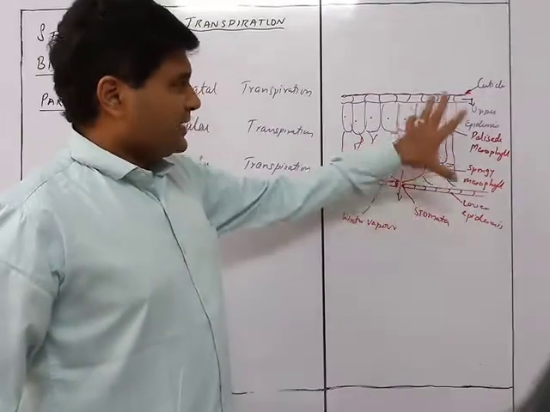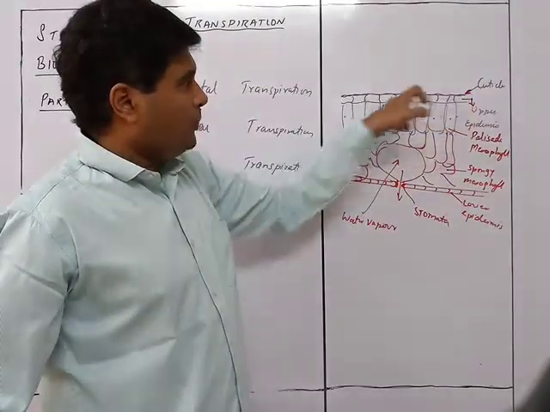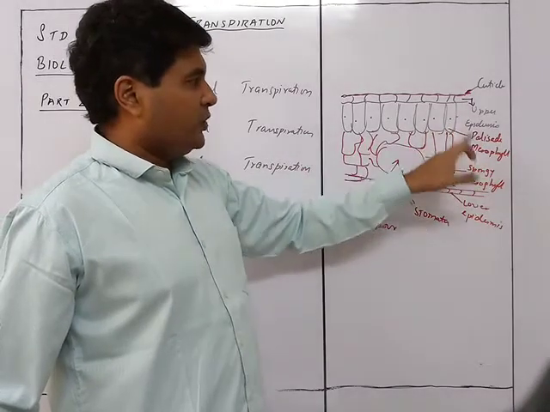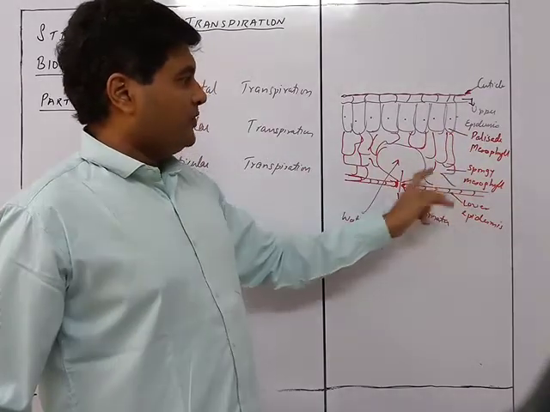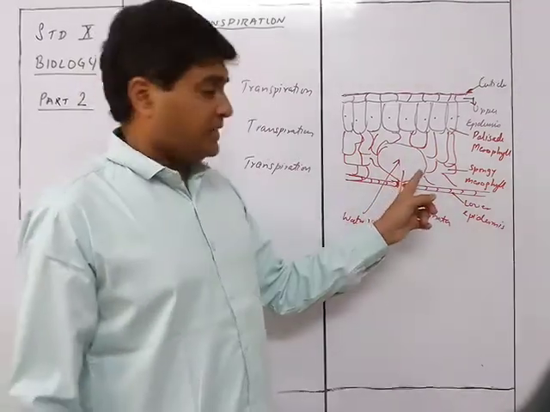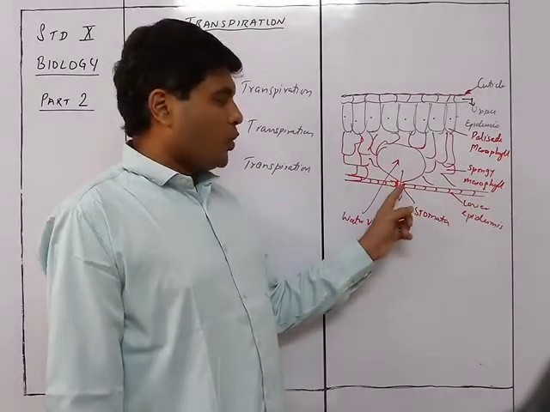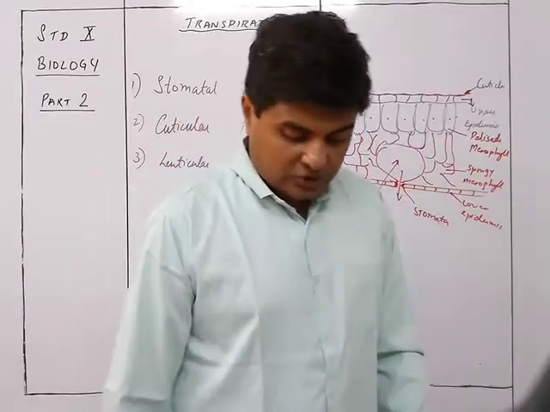So this is the layer. That is the cuticle, and the layer below the cuticle is the upper epidermis. Then there is the palisade mesophyll over here. Then there is the spongy mesophyll, which has cavities with water vapors in it. The water vapor is going to escape out through the openings in the lower epidermis, which are nothing but the stomatal openings.